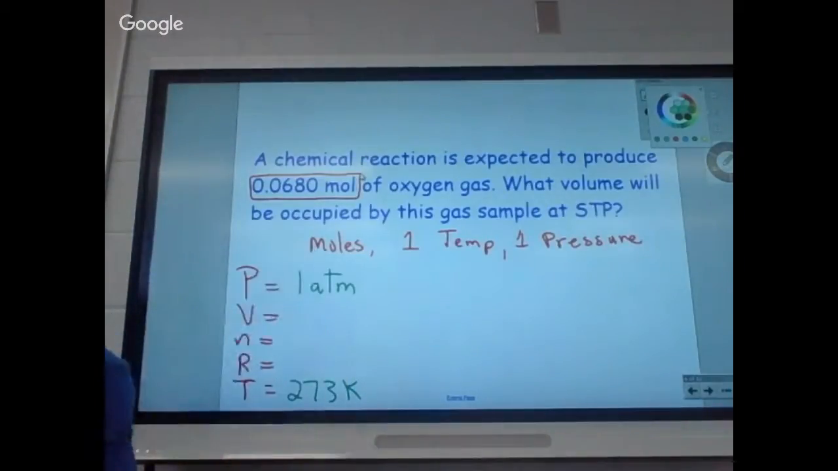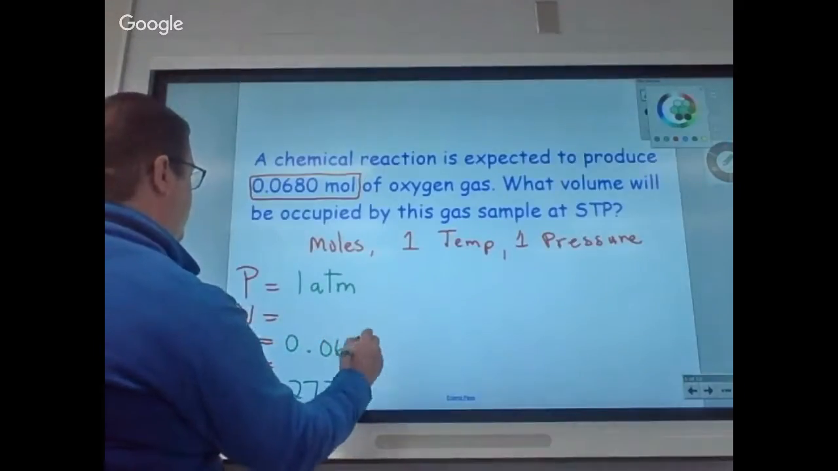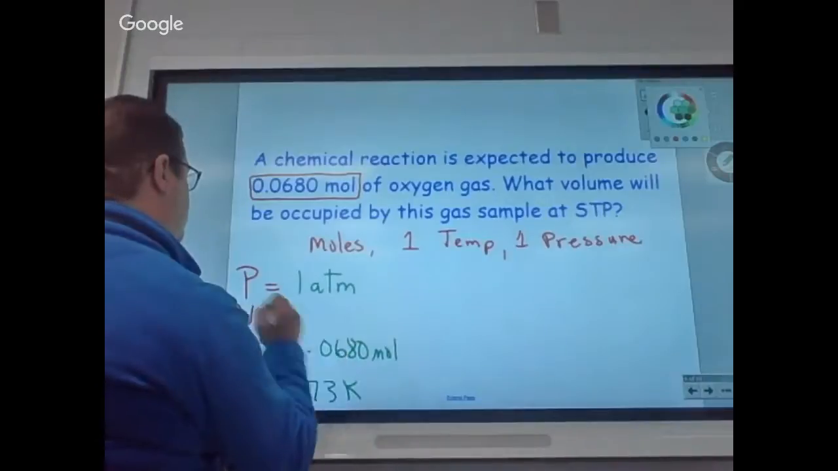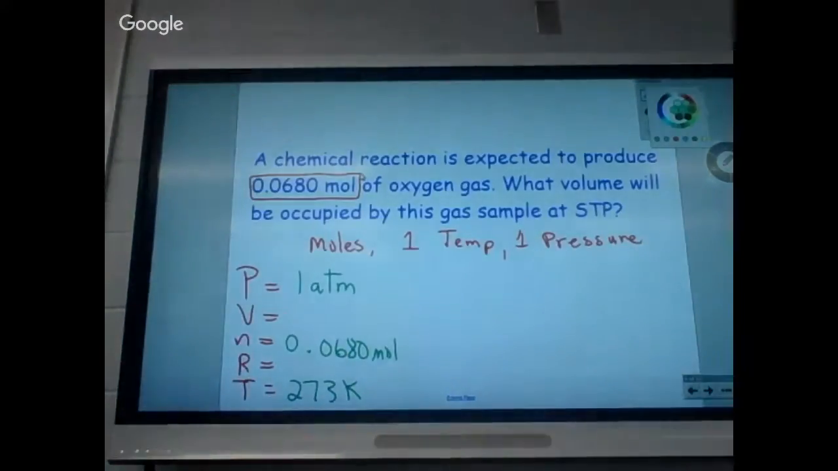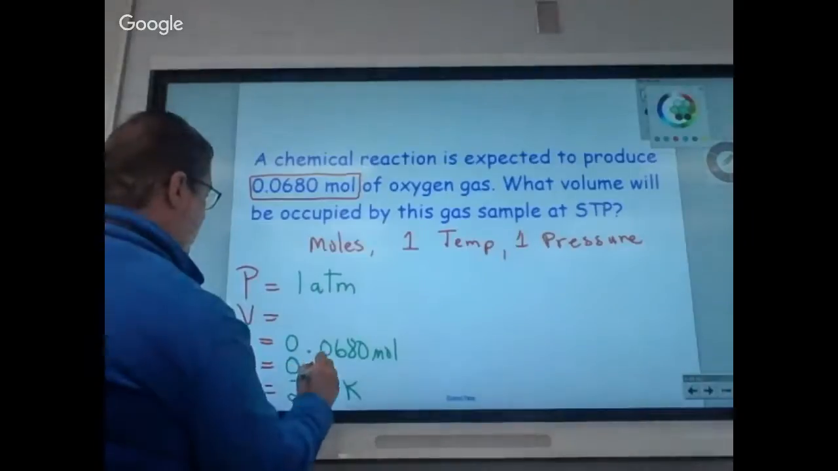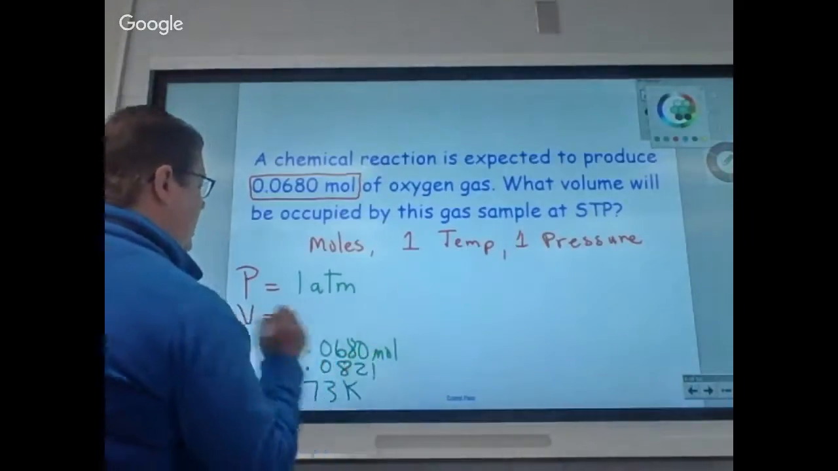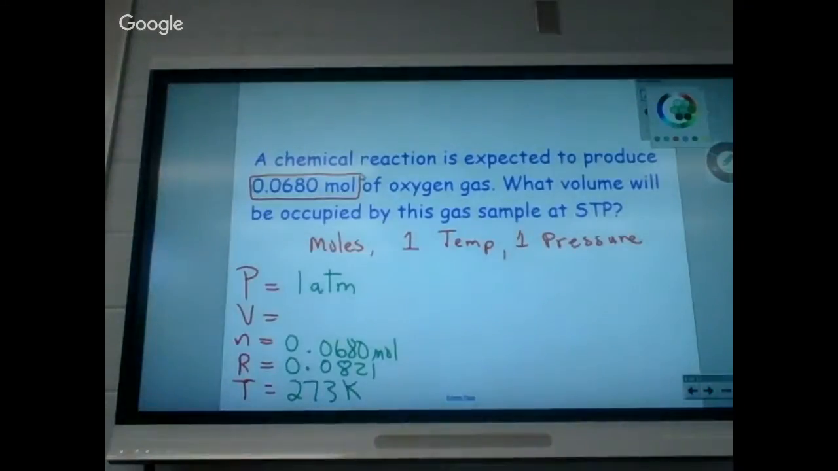Which letter does it go with? N. 0.0680 moles. We've got two missing, so we have to have one of them. So it goes where? R is 0.0821. It's a constant. R never changes. So we're solving for what letter?